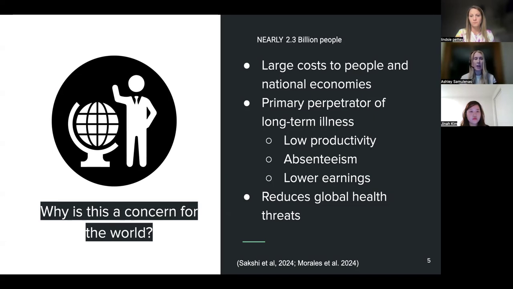According to Morales et al. 2024, reducing malnutrition and increasing health reduces global health threats by reducing disease, improving vaccine efficacy, and reducing drug-resistant strains of disease.